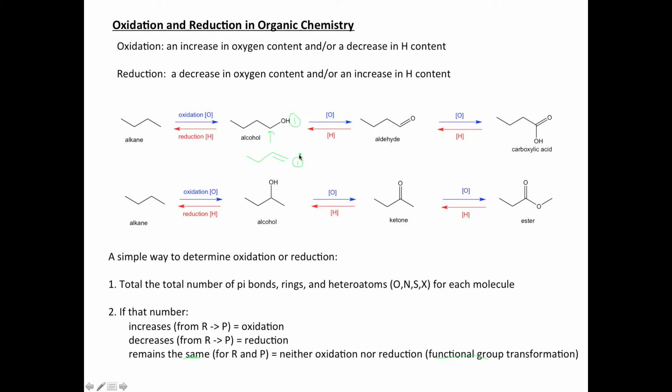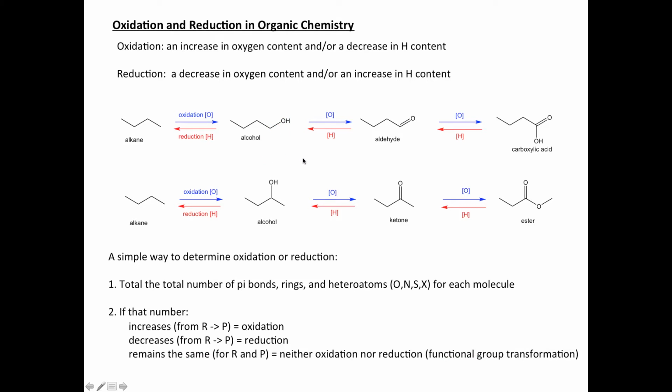And that's really the key here, is that this little shortcut will definitely indicate whether you have an oxidation or not. And here we do not have an oxidation or a reduction. We have a functional group transformation, because in fact we've increased the oxygen content, but also increased the hydrogen content. So we have one hydrogen here, here we have two. So since we've done both of these, it is not an oxidation nor a reduction.